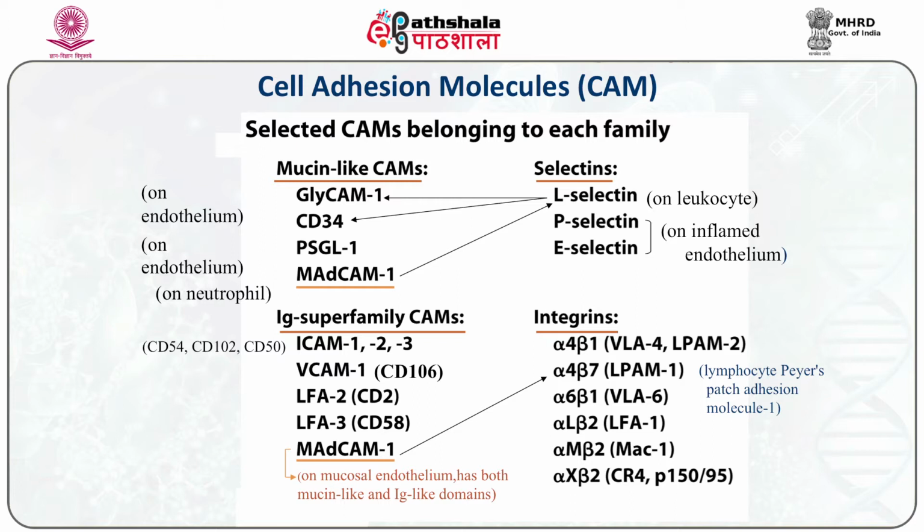Now, structurally, CAMs can be classified into four families. Mucin-like CAMs, which express sialylated carbohydrate side chains or moieties; an integrin family, which is a heterodimer consisting of alpha and beta polypeptides; selectins, wherein the L-selectin is expressed on the leukocyte and P and E selectins are expressed on the inflamed endothelium, which express CD62, that is cluster of differentiation 62, that ends in a lectin domain. There is also an immunoglobulin superfamily CAM that has a fibronectin type of domain that associates with the integrins.